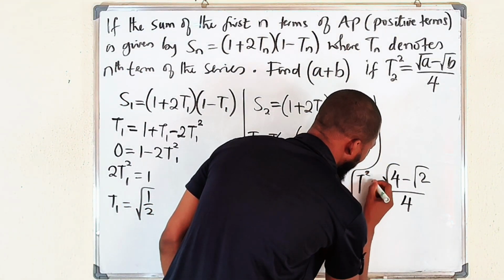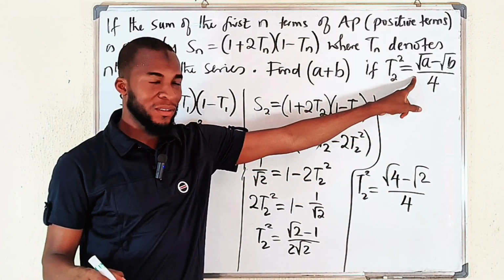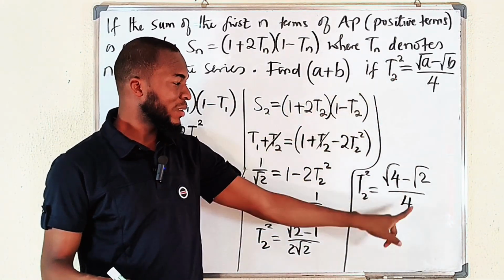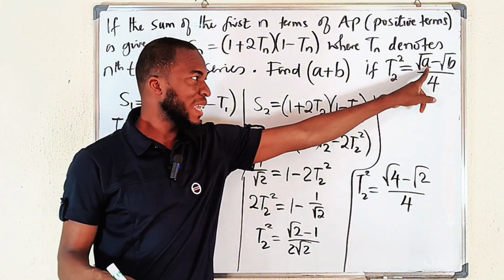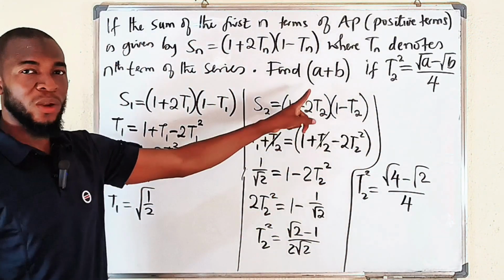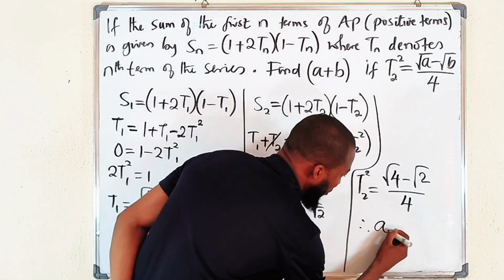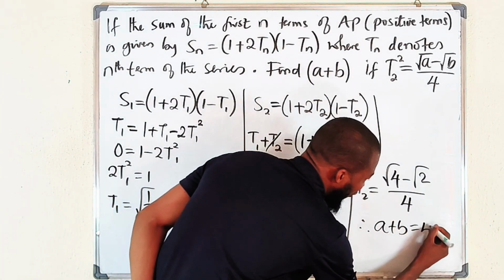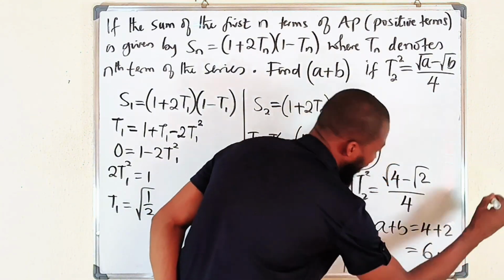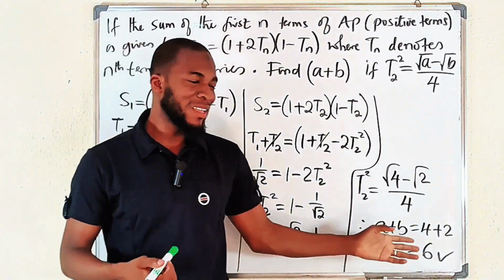This is t2 squared, remember. Compared with what we have here, you see that? For t2 squared, we have 4 here and we have 4 here. It means that a is 4 and b is 2. But what are we looking for? We are looking for a plus b. Therefore, a plus b is equal to 4 plus 2, and 4 plus 2 is equal to 6. Therefore, the solution to this problem is just 6.